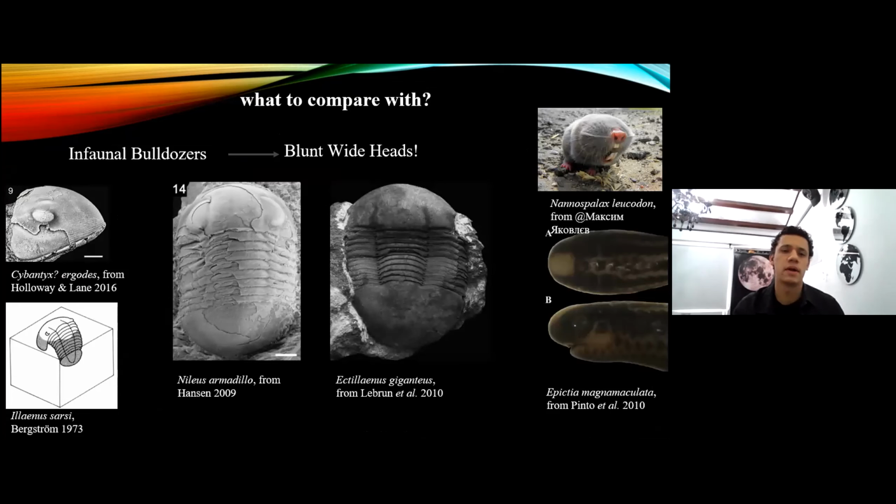So what do I compare a sword-shaped front of a trilobite to? The best is to look into another shape that is classic for the kind of behavior one is trying to test. And the answer was infaunal bulldozers, bulldozing animals, many of them with blunt and wide-shaped heads, a characteristic that many trilobites had, and a real tangible trend also in other burrowing animals like moles and snakes, which are vertebrates.